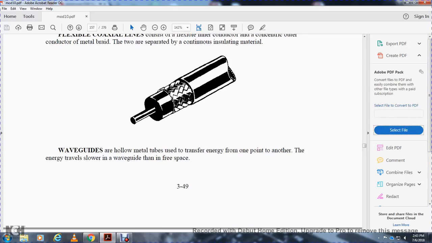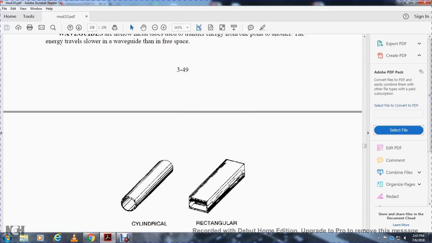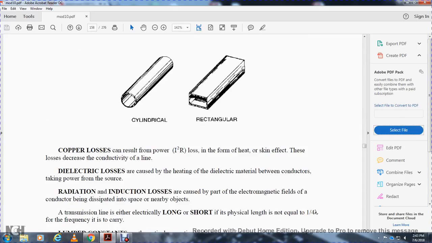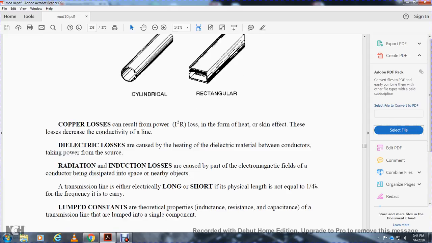Waveguides are hollow metal tubes that transfer energy from one point to another, with the energy traveling slower than in free space. Copper loss: in cylindrical or rectangular conductors, the result of I squared R resistance loss in the form of heat, and skin effect, where the loss decreases with the conductivity. Dielectric loss is caused by the heating of the dielectric material between the conductors, taking power from the source. Radiation and induction loss is caused by part of the electromagnetic field of the conductor being dissipated into space near objects.